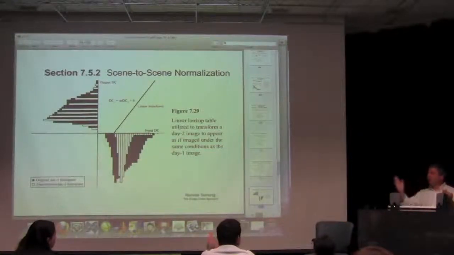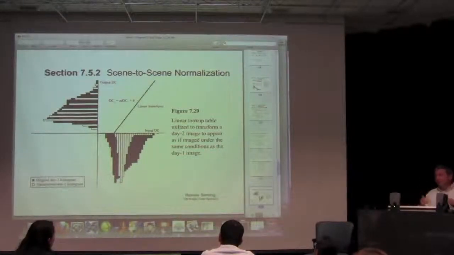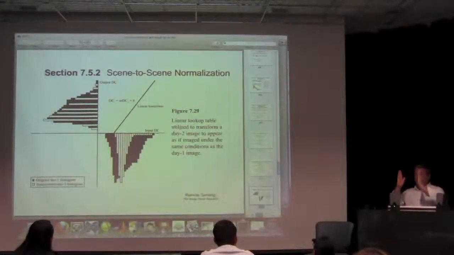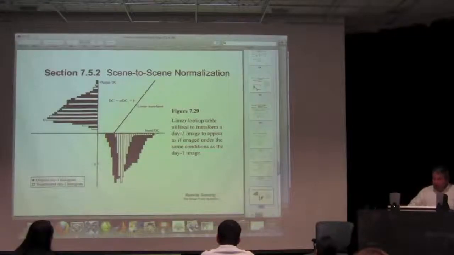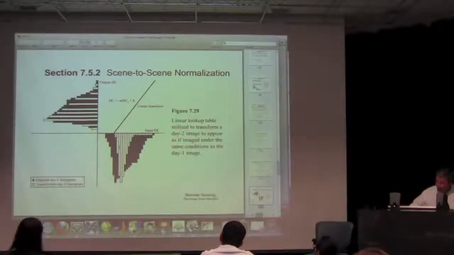It could go down or it could go up, depending on what kind of scattering is on it. I mean, sometimes when it's hazy out, you get an overall increase in brightness. So you could shift the histogram, but you're also going to squish the histogram. So the day 2 histogram, let's say this is the hazy day, is plotted upside down here, apologize for that. It is this thin histogram, and this black histogram here is the day 1 histogram, nice clear day.